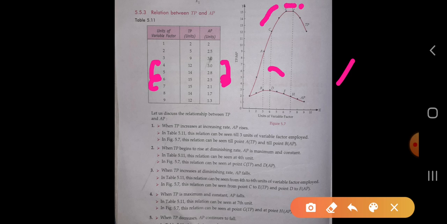From E to G, we see that TP is maximum and constant, and at point H, AP is continuously falling. Okay.